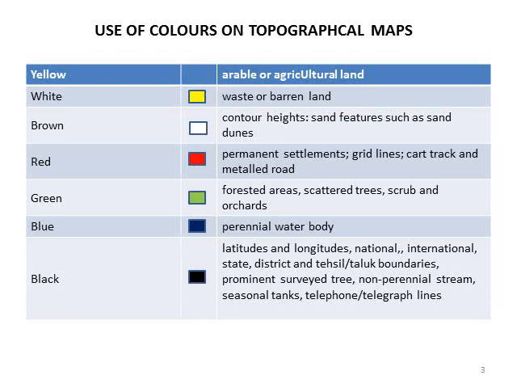What is red here? Red color indicates the permanent settlements, for example cart track or metalled road. Then green color is used for showing forested areas like trees, shrubs, orchards.